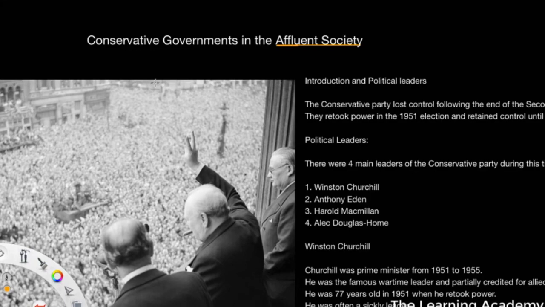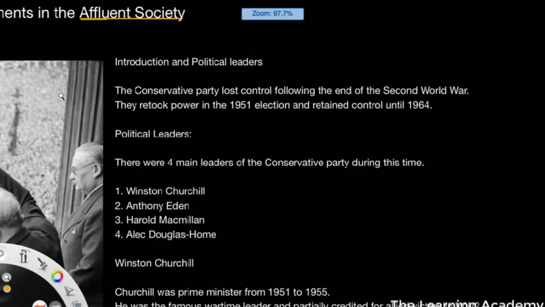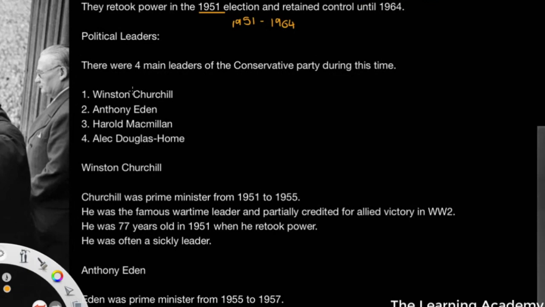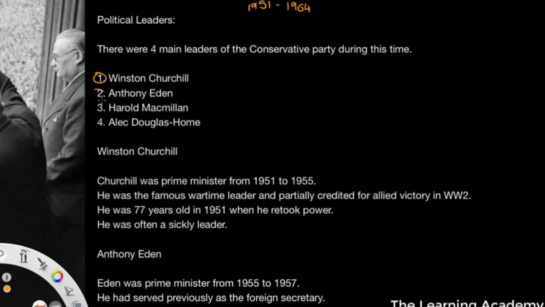So as an introduction to the political leaders, the Conservative Party took control following the end of the Second World War. So they were voted out of power at the end of the Second World War, and the Labour government, led by Clement Attlee, took over. And then they retook power in 1951 and remained in control from 1951 all the way up to 1964. So that was the period in time we're talking about here. In that period, there were four leaders of the Conservative Party: Winston Churchill, Anthony Eden, Harold Macmillan, and Alec Douglas Home.